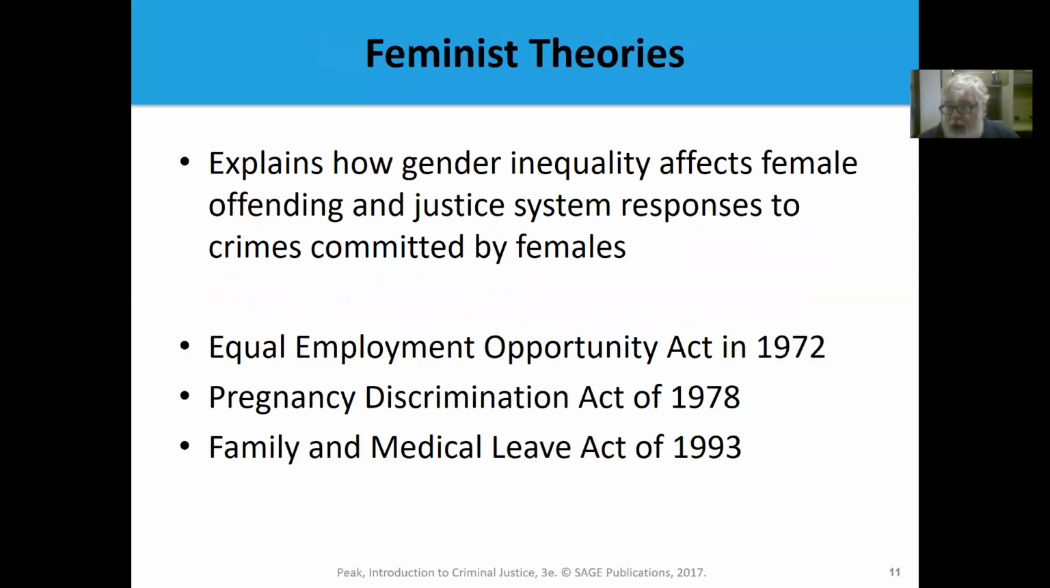Feminist theories suggest that certain crimes are caused by gender inequality, which causes some females to commit crime. Justice system responses to females have an effect as well. Some laws that might impact that are the Equal Employment Opportunity Act, the Pregnancy Discrimination Act, and the Family Medical Leave Act, to provide more opportunities for females and to address issues within the lives of females that may be different from what happens in the lives of men, which may have led to discrimination.